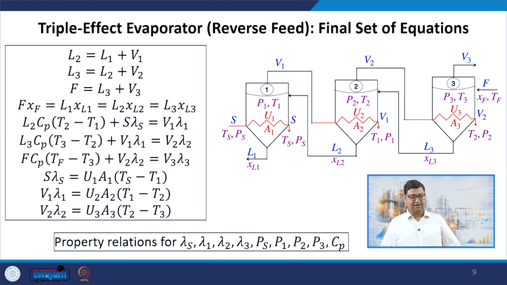So if I combine all of that, these are a set of equations that we get here. So again we have three mass balance equations, the overall mass balance equation, three solute balance equations, three energy balance equations, and three exchange equations. And of course, we have all the property relations, which I am not discussing again, but they will come from some property data like a steam table.